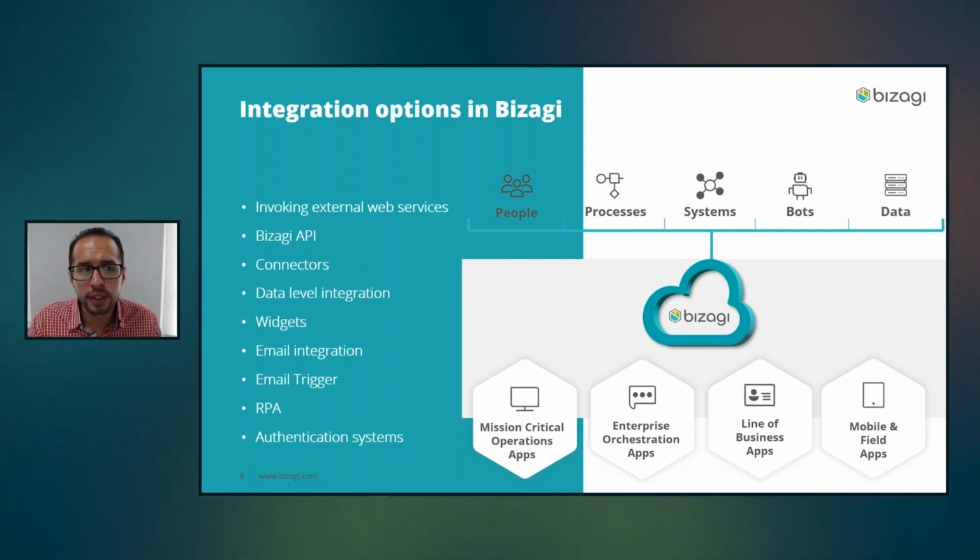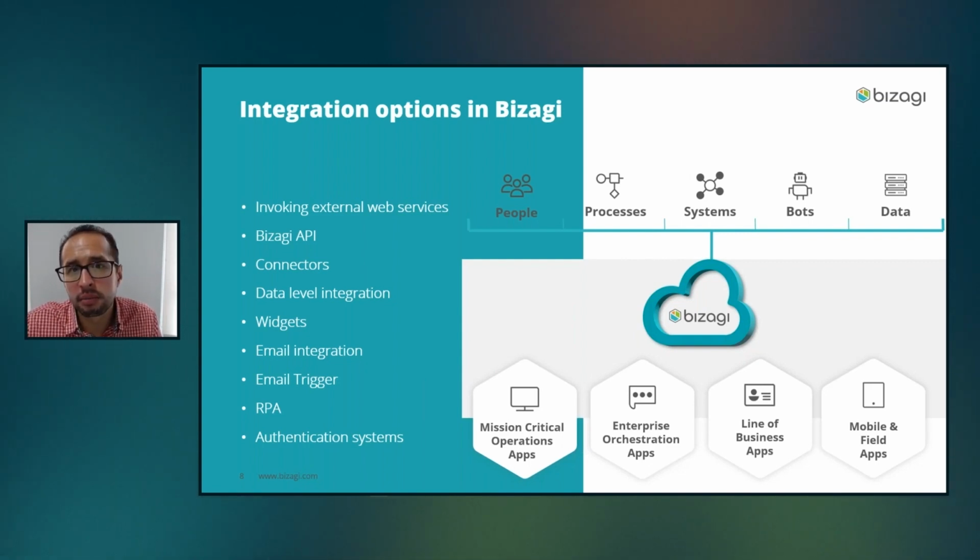So starting from the first one, it is external web services. It means that if you have systems in your organization that expose web services, whether SOAP or REST web services, Bizagi can integrate directly to them. We have a way we can connect to those external services through web services.